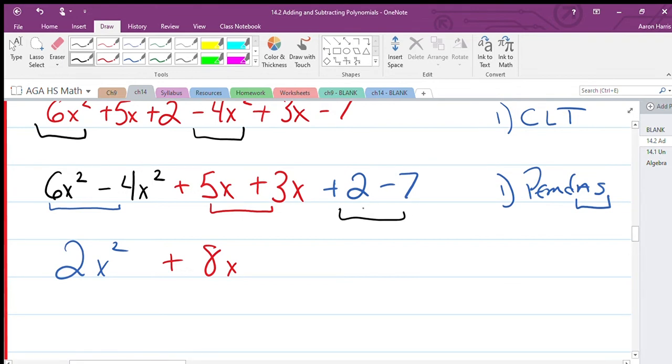Well, they have opposite signs, so I'm really going to do 7 minus 2. Take the bigger number, put it on top, smaller number on the bottom. Subtract them. I get 5. But I'm going to keep the sign of the bigger number. So I have negative 5.